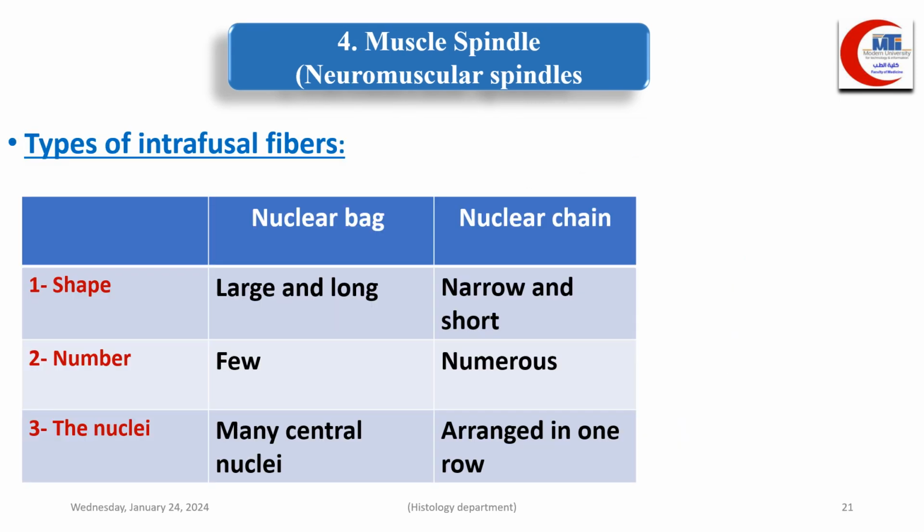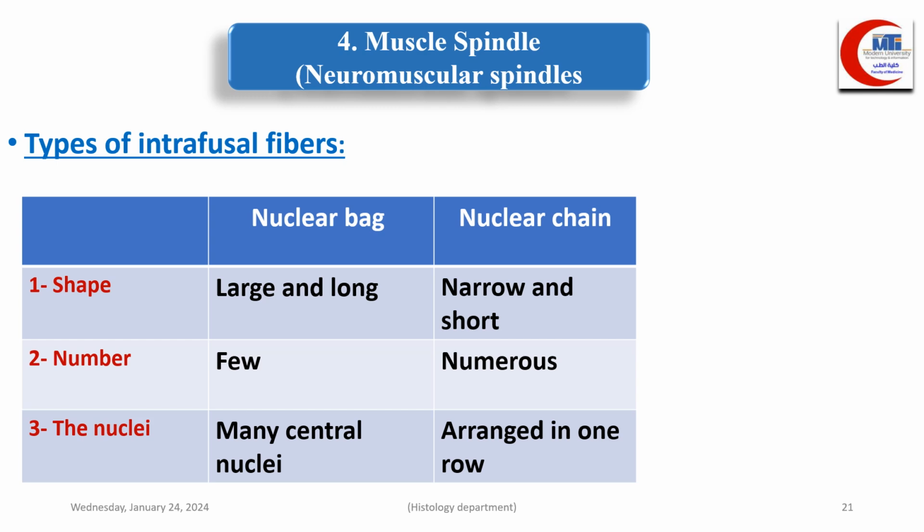What about the types of intrafusal muscle fiber? Again, nuclear bag and nuclear chain. These are the names of these intrafusal muscle fibers. As regards the shape of each one, the nuclear bag is large and long, but the nuclear chain is narrow and short. What about the number? The number of nuclear bag fibers, because they are larger in size, is fewer. As regards the nuclear chain, because it is short and narrow, it has a numerous number.